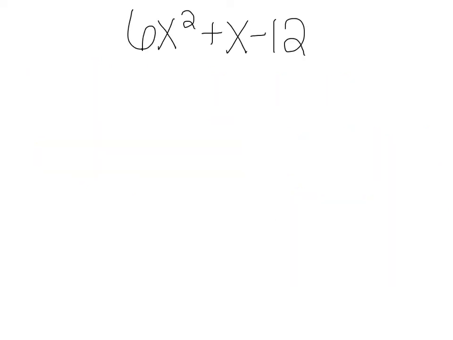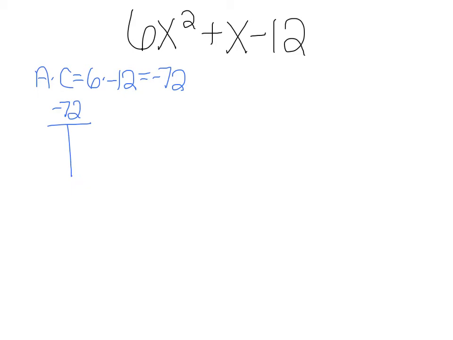Pause the video and try this problem on your own. All right, we have 6x squared plus x minus 12. So I need to do a times c, which is 6 times negative 12, which is negative 72. So I'm looking for two numbers that multiply to negative 72 but add to positive 1. Now this is a much larger number, so this is a little bit more tricky.